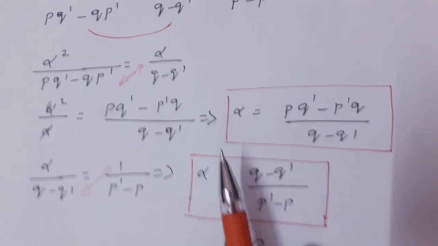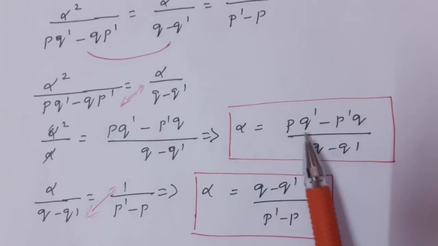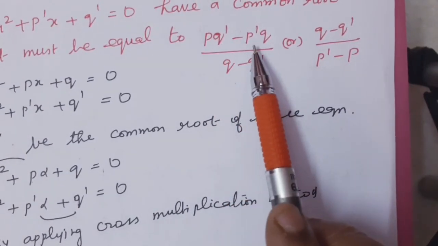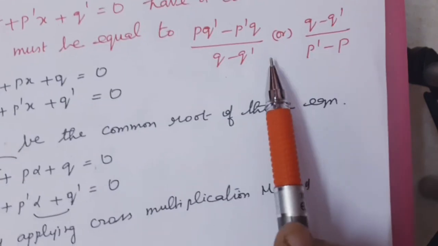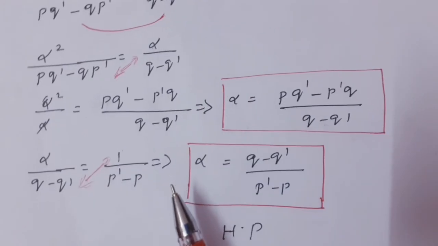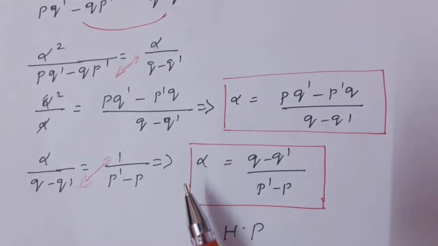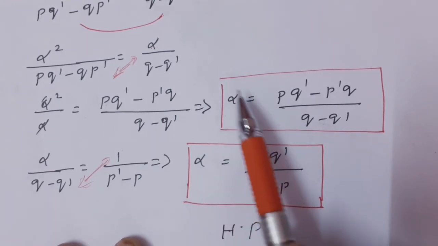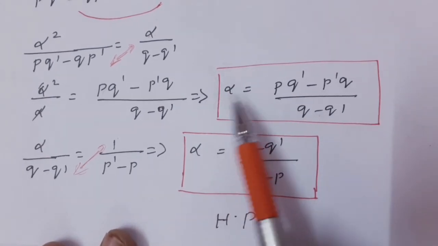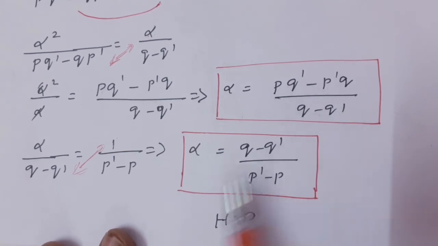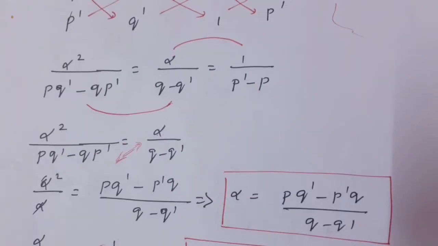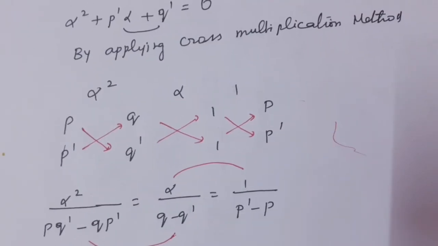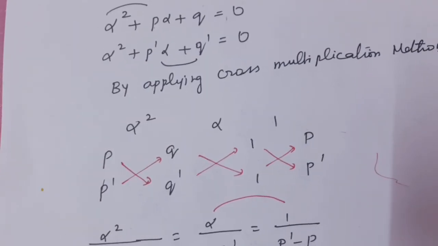So we get two results. What are the two results? We get alpha equal to pq dash minus p dash q by q minus q dash, or q minus q dash by p dash minus p. So using the cross multiplication method, we easily find the result for both, because alpha is the common root of the two equations. Go through the cross multiplication properly. That is a very easy calculation. If you do the cross multiplication, we easily solve the problem.